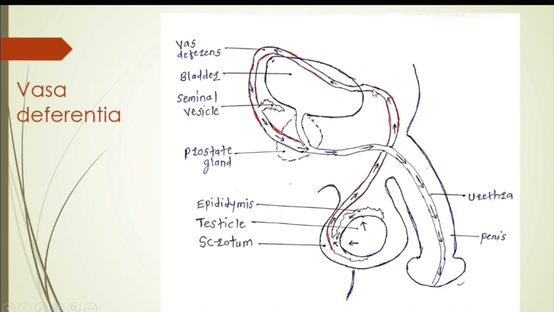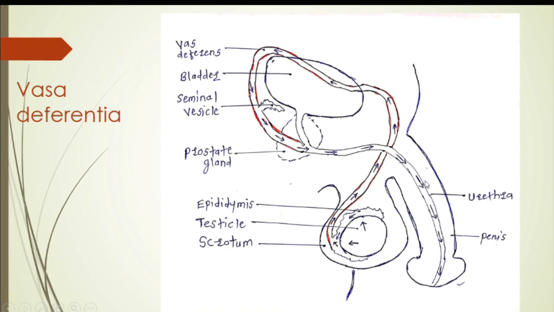It is going behind the urinary bladder. You can see this structure is called the urinary bladder, and this vas deferens passes behind it. It is entering over here, and you can see this is the seminal vesicle. The duct of the seminal vesicle opens into this vas deferens. So this is the vas deferens you can see in this figure.